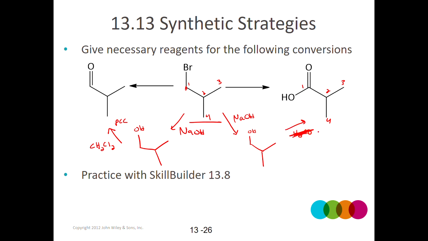The chromic acid. It's a stronger oxidizing agent. So you want to make sure you understand the difference between the PCC, pyridinium chlorochromate, and the chromic acid. PCC will oxidize a primary alcohol to an aldehyde. Chromic acid will oxidize a primary alcohol to a carboxylic acid. So I've got two different options there.